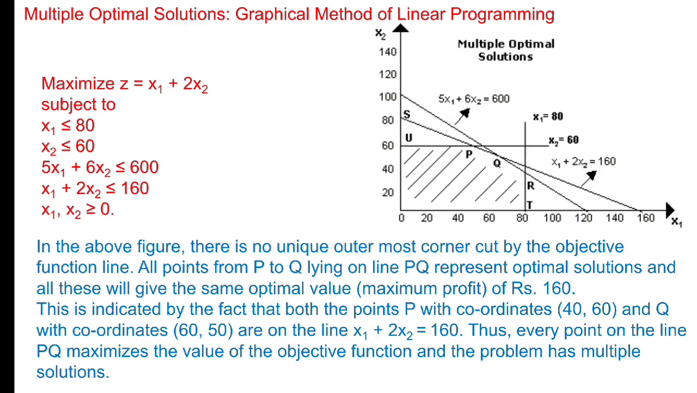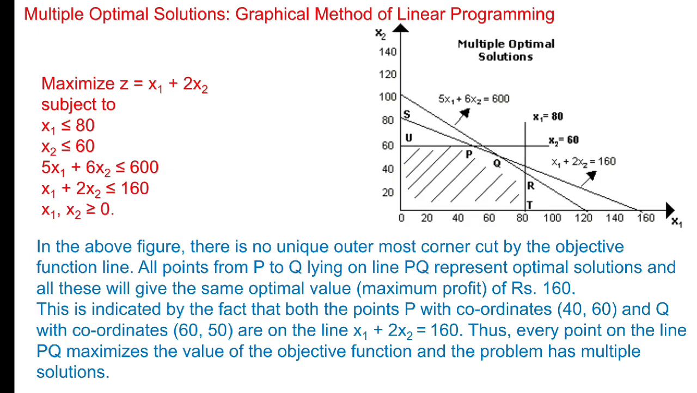In the above figure, there is no unique outermost corner cut by the objective function line, because so many lines will be getting. All points of P and Q lying on the line PQ represent the optimal solution. All these will give the same optimal profit of rupees 160, because at point P the Z value is 160 and at point Q also we get 160. So both maximums are the same. That situation indicates multiple optimal solutions.